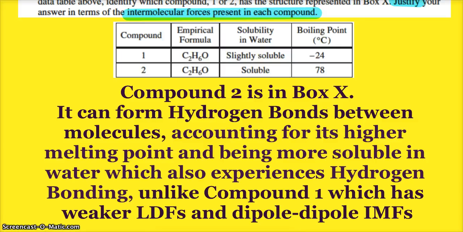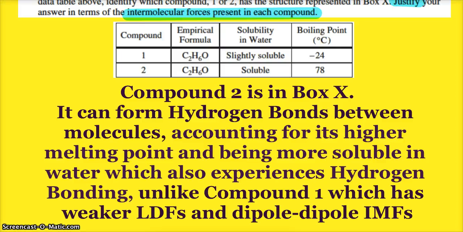It can form hydrogen bonds between molecules. Make sure you mention that. It's forming hydrogen bonds between the molecules. That accounts for its higher melting point. Oh, sorry, that should say boiling. Higher boiling point. And being more soluble in water, because water also experiences hydrogen bonding. And so when you've got the two compounds with similar IMFs, that's what makes them miscible. And then again, it said justify based on forces in each compound, unlike compound 1, which has weaker LDFs and dipole-dipole IMFs.